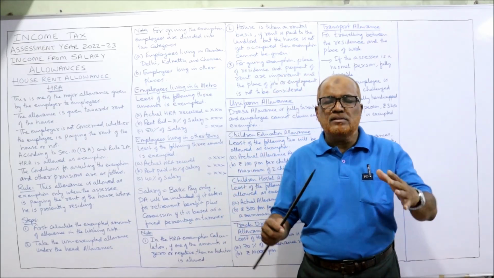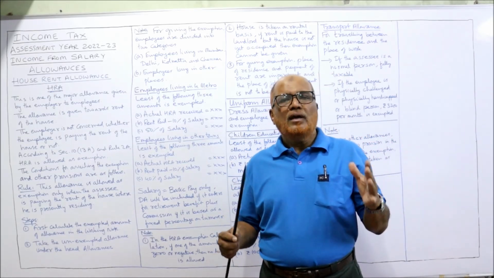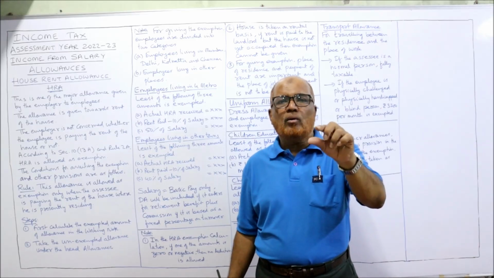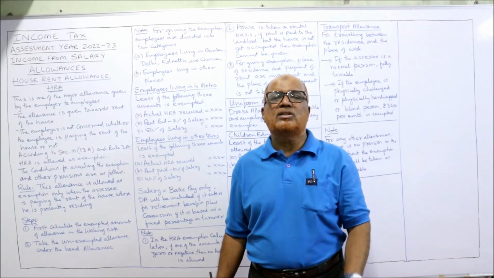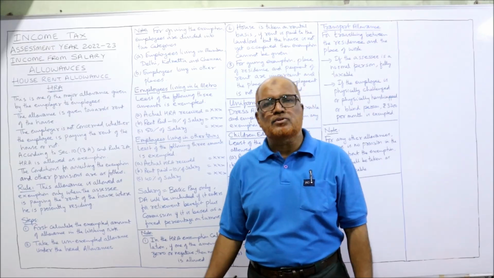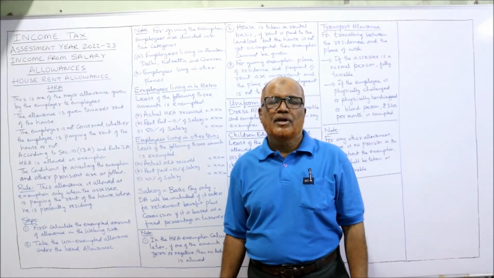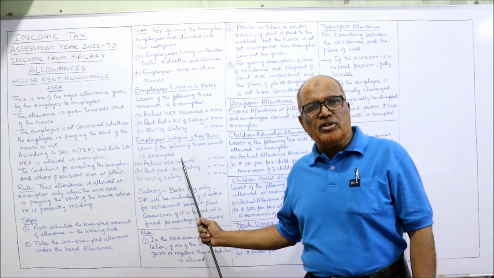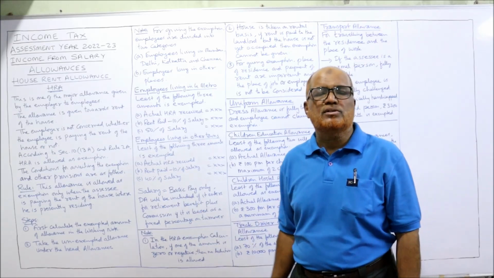First, calculate the exempted amount of HRA in the working note. So your job is to come to the working note and calculate how much is the exempted HRA under section 10 subsection 13A. You have to calculate by applying the provisions. I'm going to explain the provisions to you.